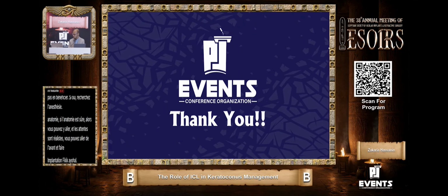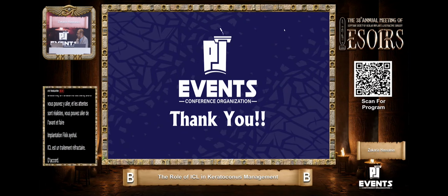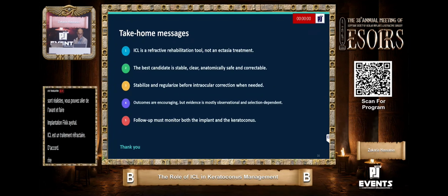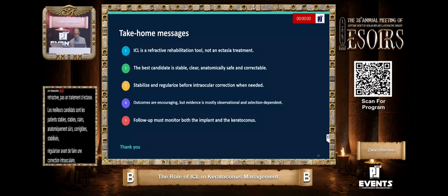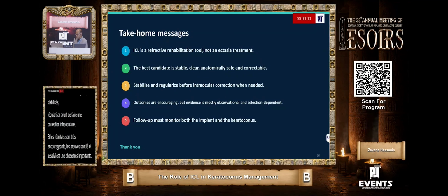ICL is a refractive rehabilitation tool, not an ectasia treatment. The best candidates are stable, clear, anatomically safe, correctable patients. Stabilize and regularize before doing intraocular correction, and the outcomes are very encouraging, the evidence is there, and follow-up is a very important thing, monitoring both the implant and the keratoconus itself.